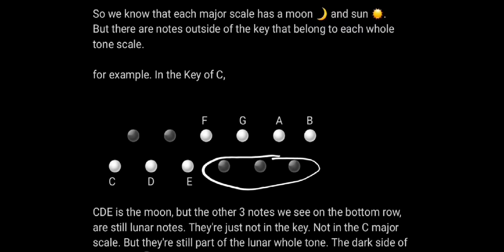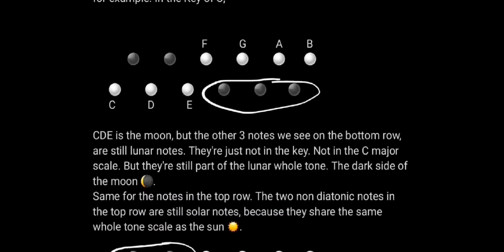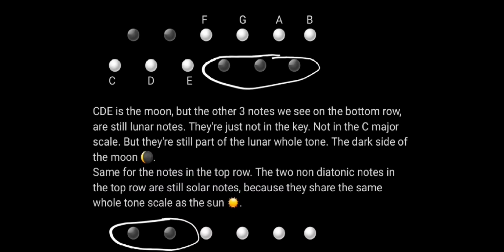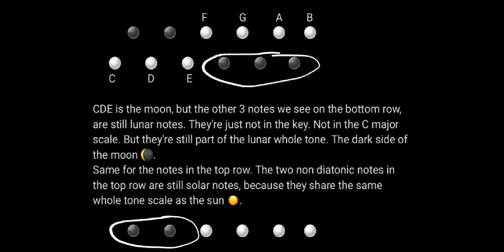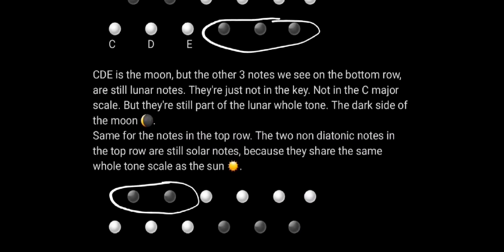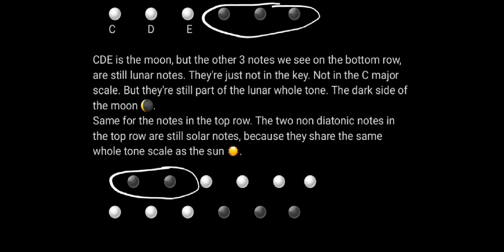So we know each major scale has a moon and sun, but there are notes outside of the key that belong to each whole tone scale. For example, in the key of C, C, D, E is the moon, but the other 3 notes we see on the bottom row are still lunar notes. They're just not in the key, not in the C major scale, but they're still part of the lunar whole tone, the dark side of the moon. Same for the notes in the top row. The 2 non-diatonic notes in the top row are still solar notes because they share the same whole tone scale as the sun.